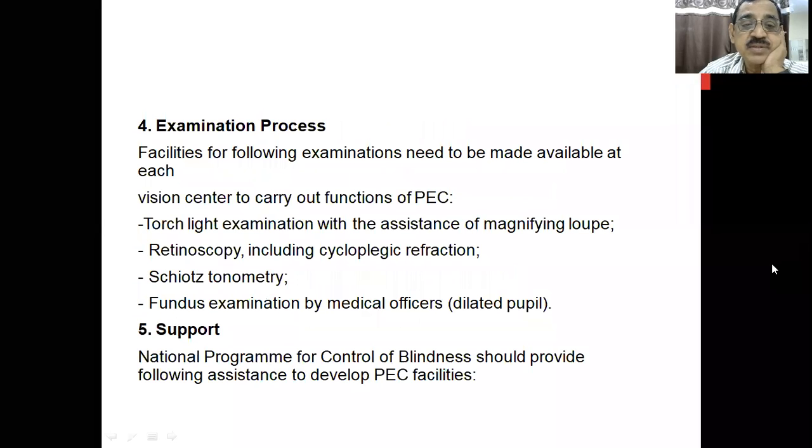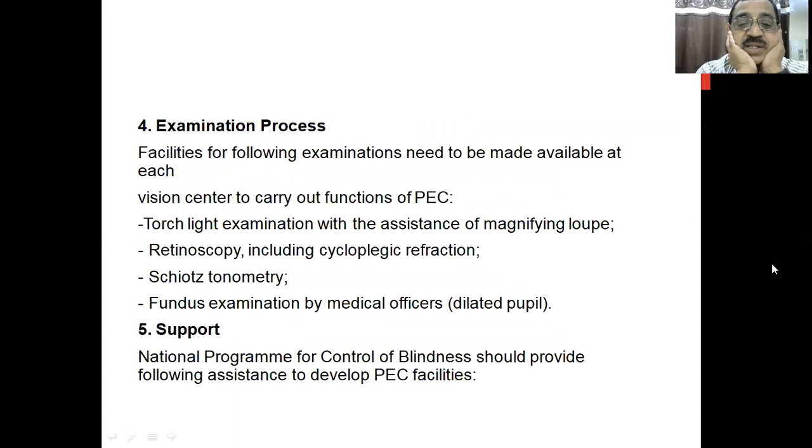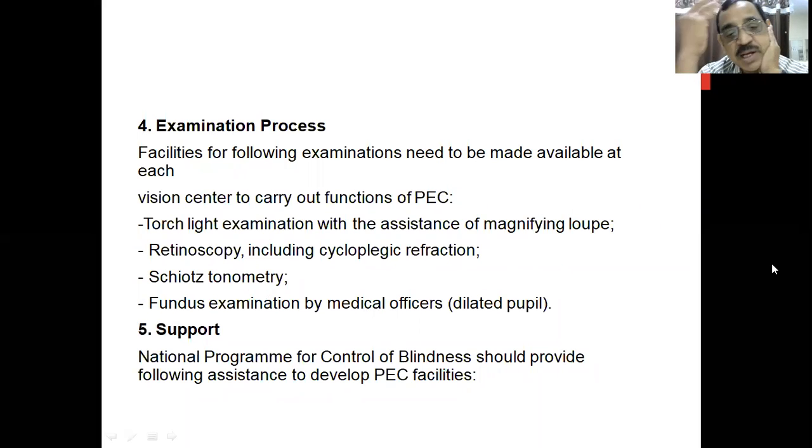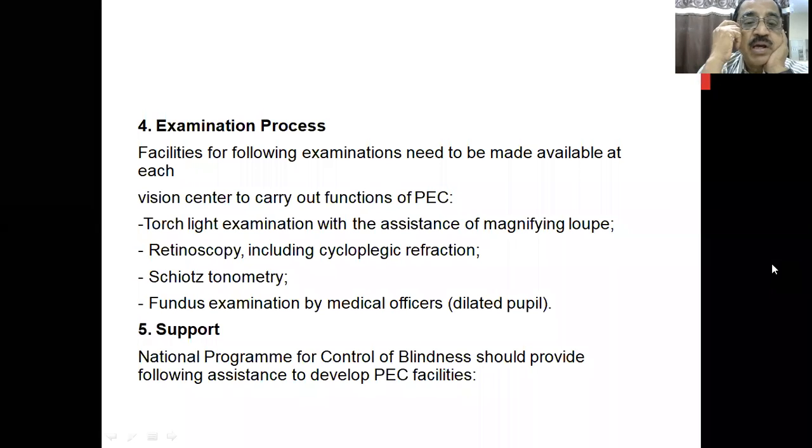Examination process: the facilities for the following examinations need to be made available at each vision center to carry out functions at the primary eye care level. One is torchlight examination with the assistance of a magnifying loupe. Even we used to do it way back in the early 90s. And retinoscopy, including cycloplegic refraction, we teach the people in charge of it for prescribing glasses.